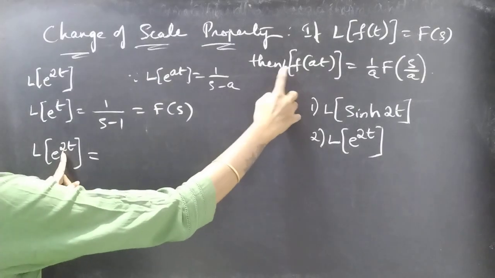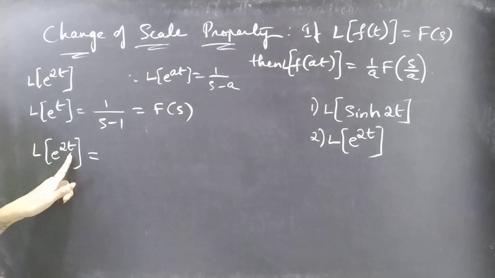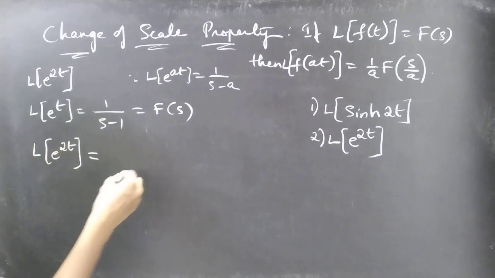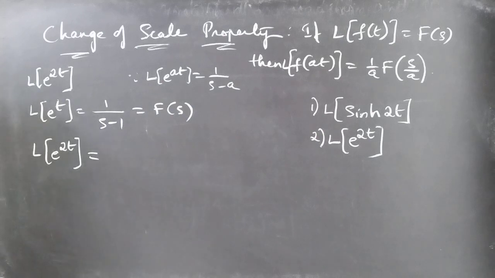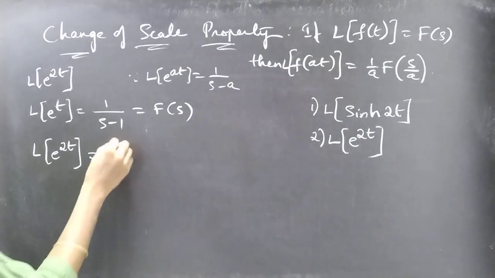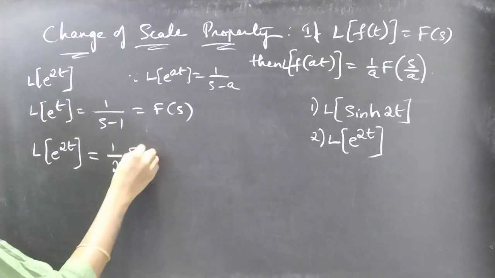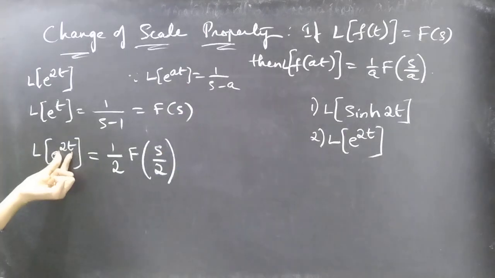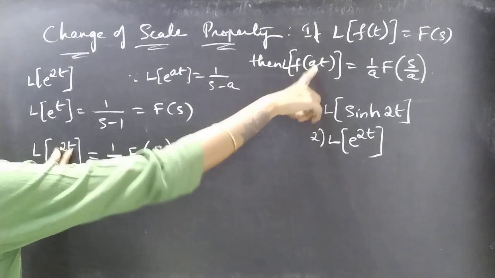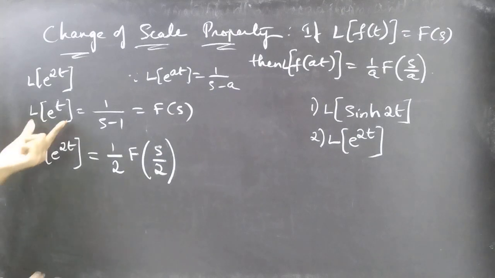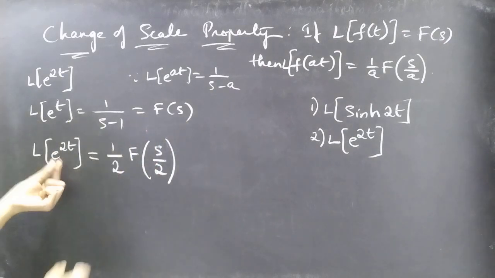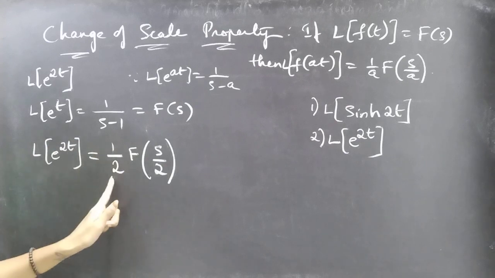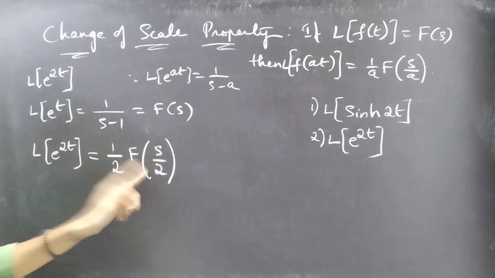Just compare L of f of at with L of e power 2t. For at equal to 2t, we'll get a equal to 2. So we need to find, okay, we'll apply this formula. You'll get 1 by 2 into f of s by 2 here. We have just applied this formula for at equal to 2t. If L of f of t equal to f of s, then L of f of at equal to 1 by a into f of s by a.